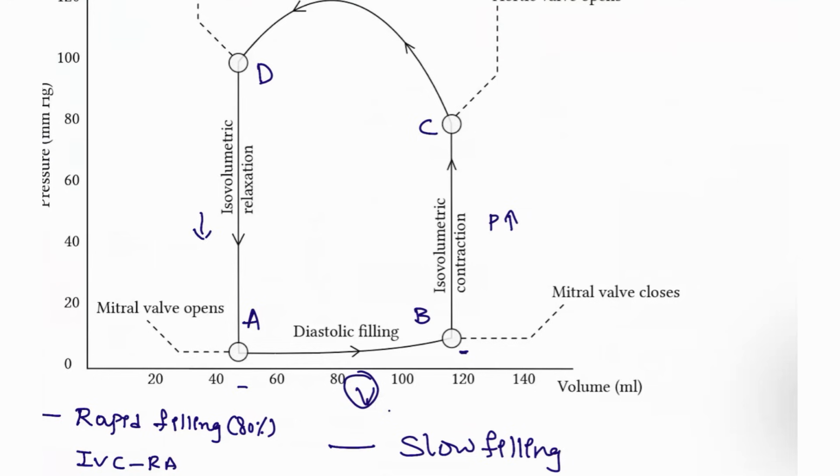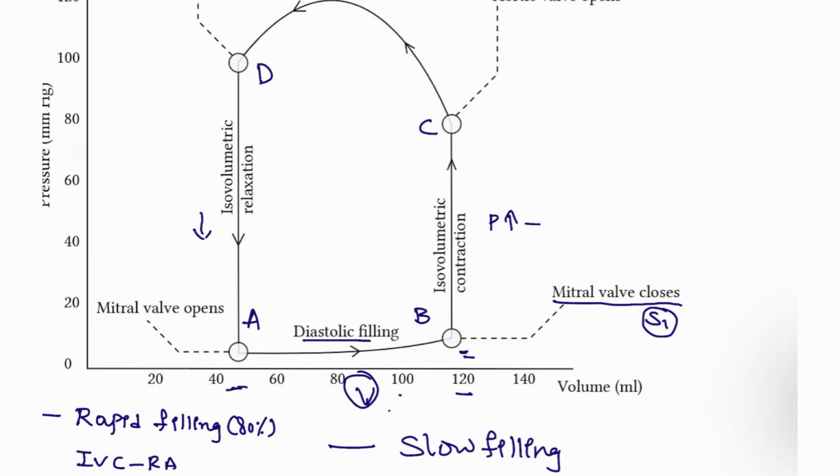So first, from point A to B, there is a diastolic filling. From the volume of 40, it is going to increase up to 120, right? Once this value is reached, the mitral valve is going to close, right? Where our S1 sound is produced. This is going to increase the pressure.